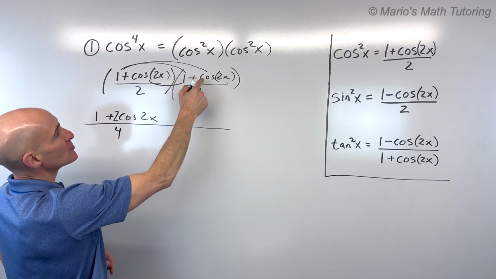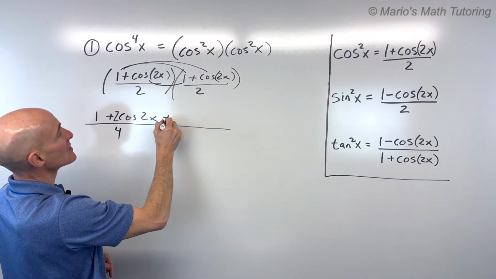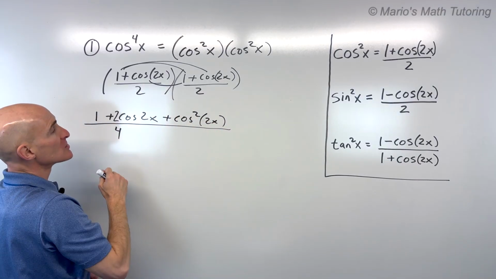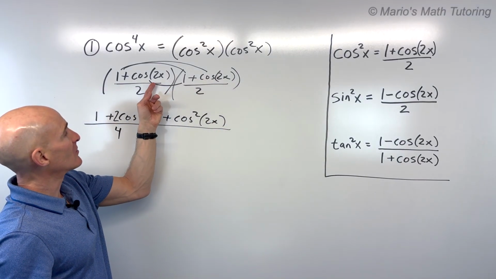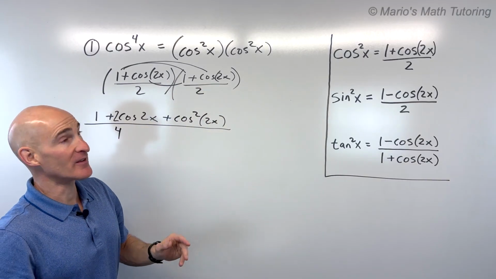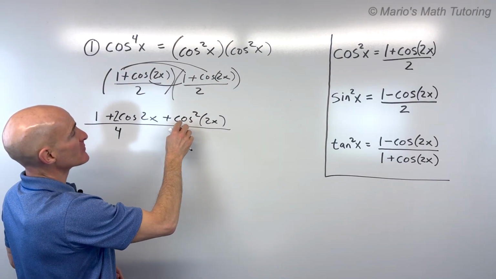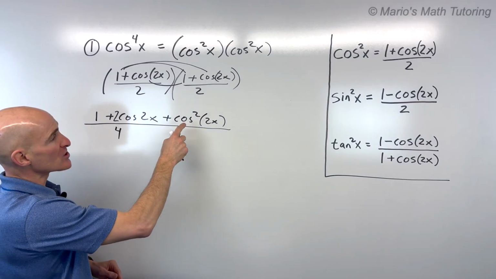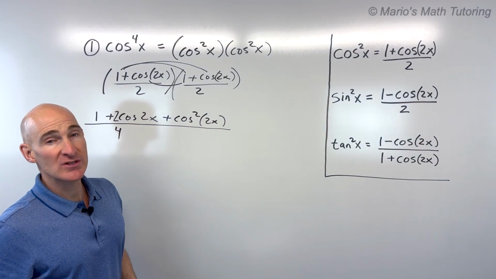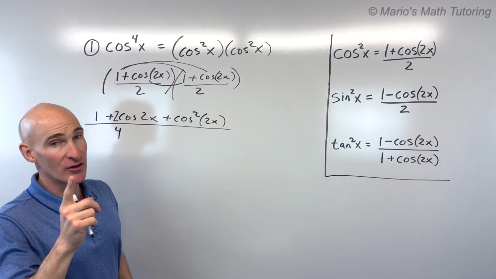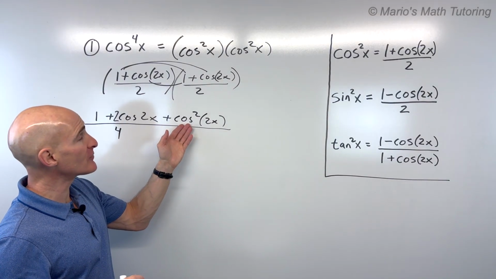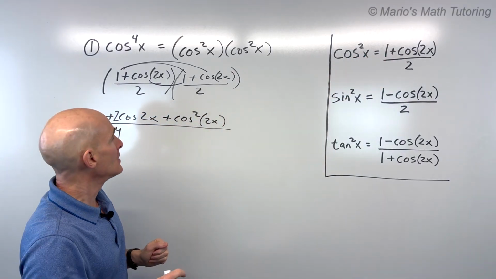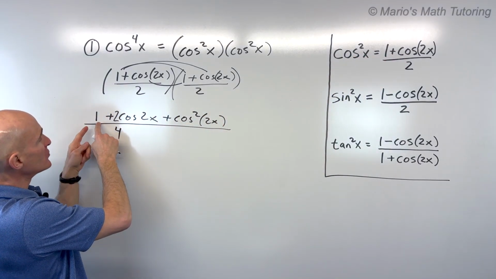And then cosine of 2x times cosine of 2x gives us cosine squared of 2x. So you don't want to make the mistake of saying this is like cosine squared of 4x squared or something like that. It's just the same thing times itself, so it's that quantity squared, cosine squared of 2x. But we're still to a second degree here of cosine. We want to bring it down to cosine to the first power. So what we're going to have to do is use this power reducing formula a second time. But before we do that, let's go ahead and reduce a little bit here.